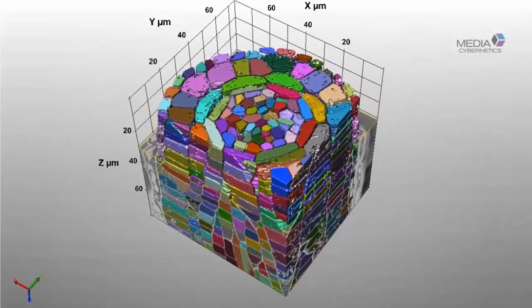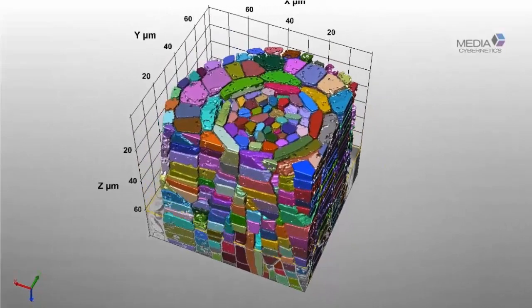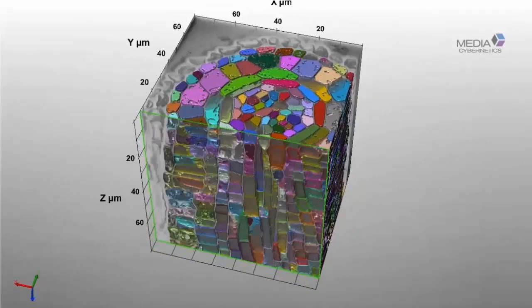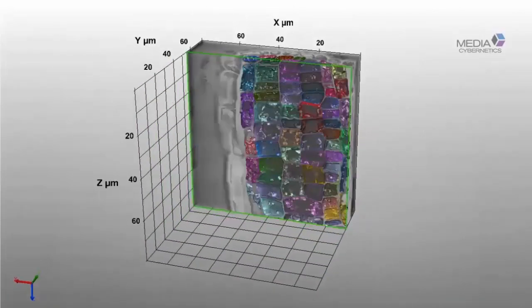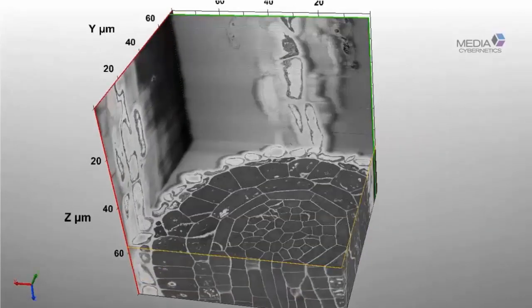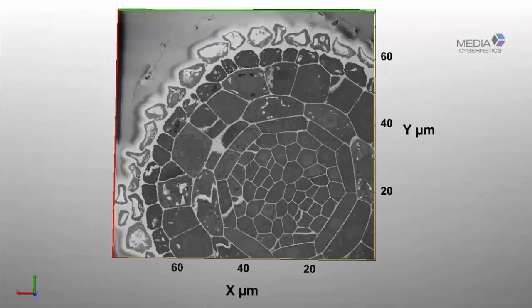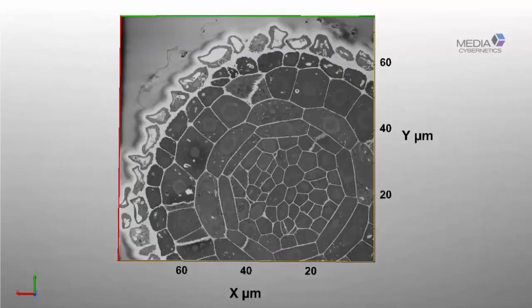And then being able to segment and identify, in this case, the cells in the plant root tip, and then doing that analysis. But it really gives you the power to look deep inside your sample by using FIB-SEM and seeing those structures. And there's a number of examples.